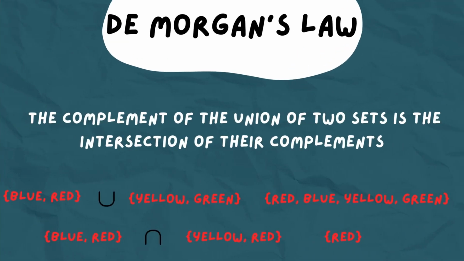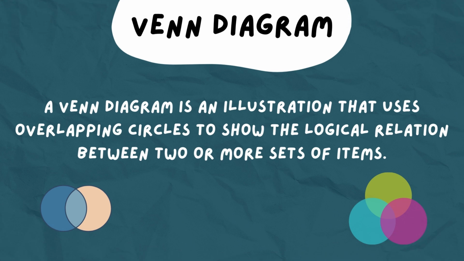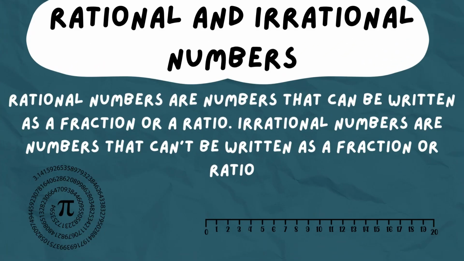De Morgan's law. The complement of the union of two sets is the intersection of their complements. Venn diagram. A Venn diagram is an illustration that uses overlapping circles to show the logical relation between 2 or more sets of items. Rational and irrational numbers.